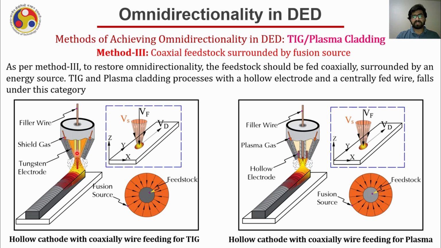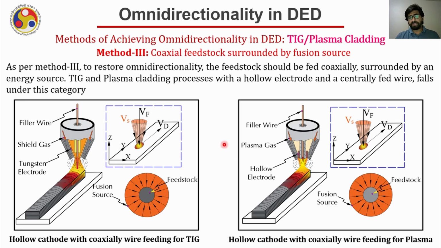If the wire is coming at the center in such a system, the hollow tungsten will create a hollow arc, and the top view of the same will look something like this. The arc will get merged at a particular point, and at the same point the wire will get fed into the molten pool created by the fusion source. This will be the vector orientation diagram, which shows VF will always be vertical, VS will be in the form of a cone, and VD will be on the XY plane. Now if we move in any direction, the angle between VD, VF and VS will remain consistent, and hence the process has become omnidirectional.